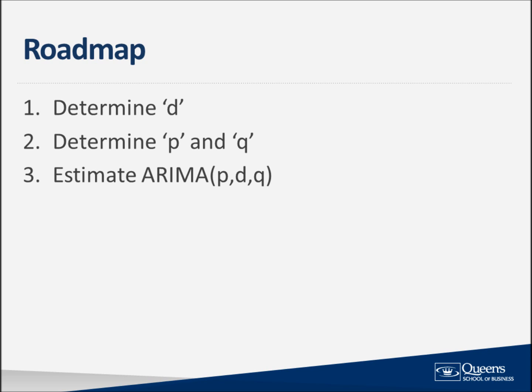Since we have already determined that D is equal to 0, we have an ARIMA 101 model, which is also called an ARMA 11 model. Now we are ready to estimate the ARIMA model. After estimating the ARIMA model, we are going to forecast the first 4 weeks of 2011. To estimate the ARIMA model, go back to the main gretl screen.